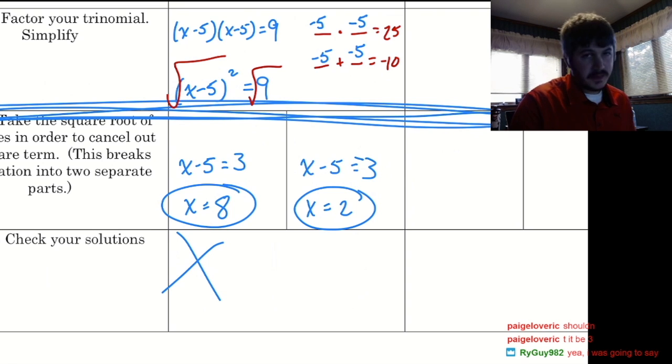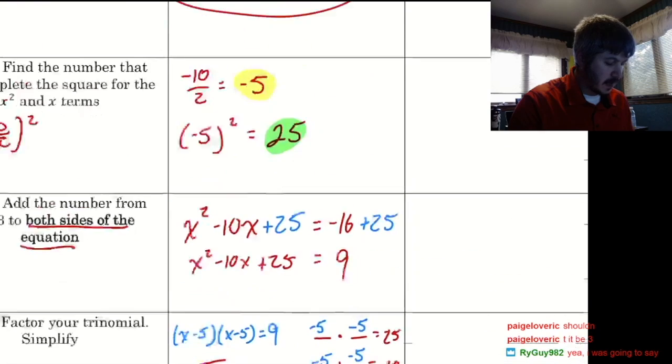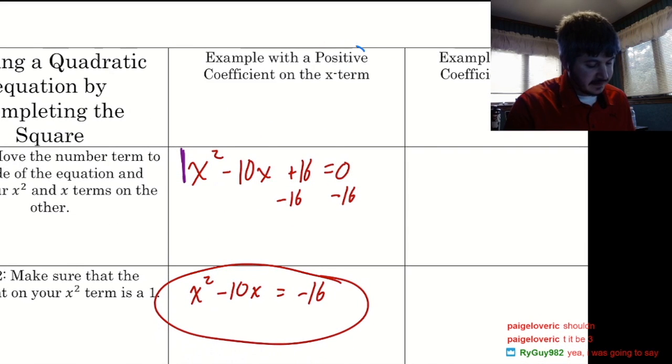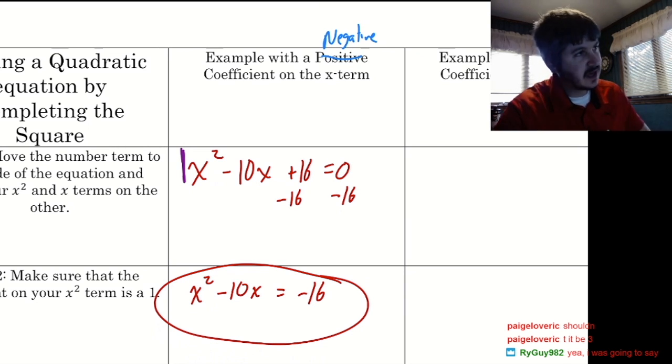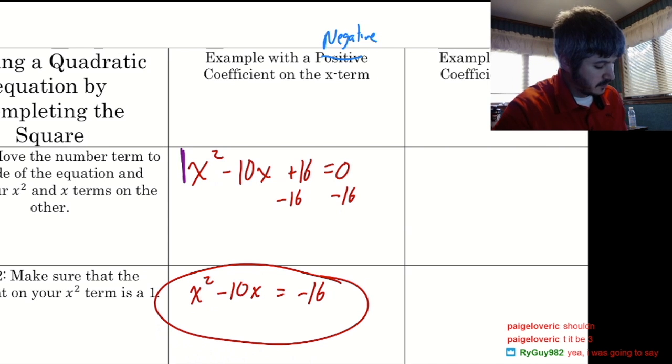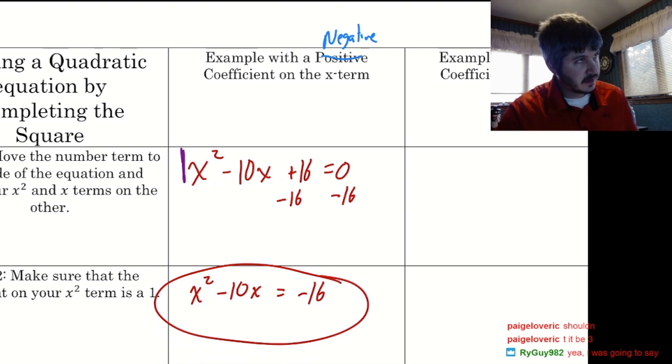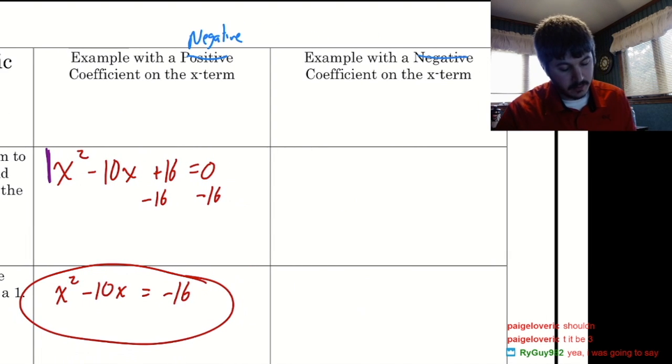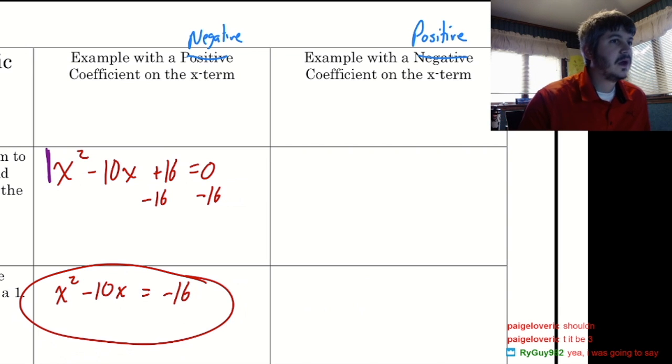And you'll notice one thing at the top of the notes. The direction, it did say for a positive coefficient in front of the x term. We actually did a negative. Again, that was because I just chose one. I just made one up on the spot, so I kind of neglected that. So you can just cross that out and write negative, and then tomorrow we can do a positive one instead.